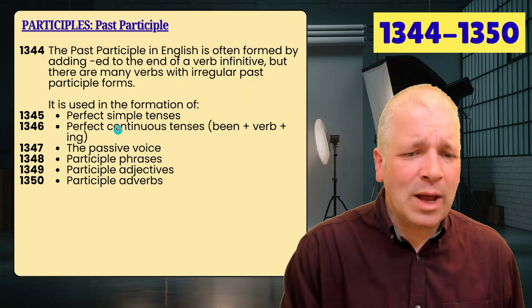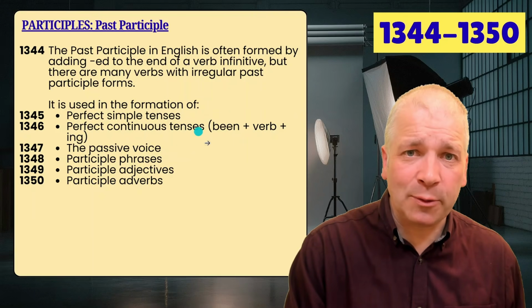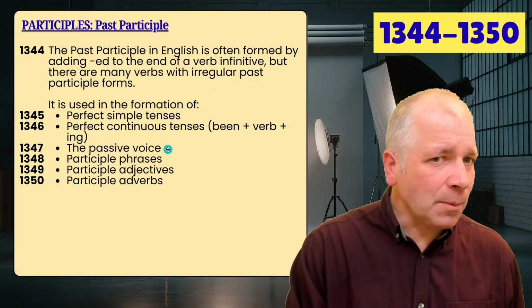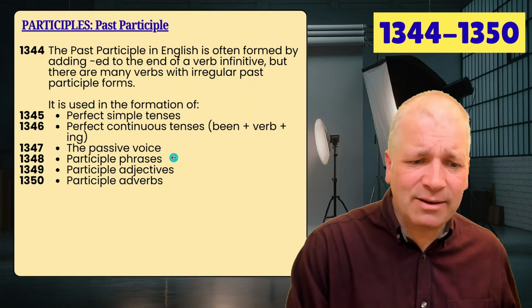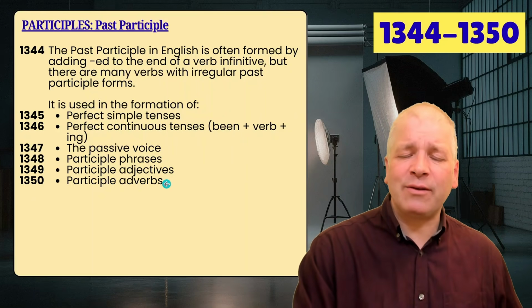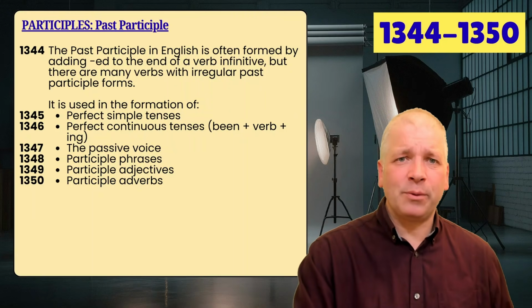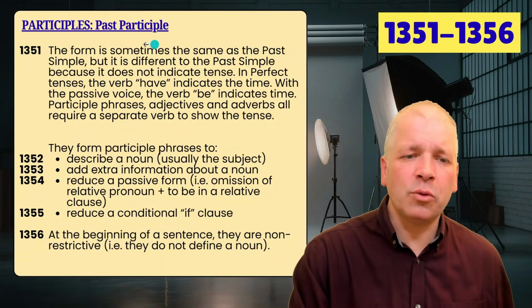Now, when we have perfect continuous tenses, been is the past participle, and then the verb has the -ing form. When we make the passive voice, we use the past participle. But we also have standalone phrases, adjectives, and adverbs, which are formed by using this past participle without any other verbs in a clause. And here are some rules that go with it.